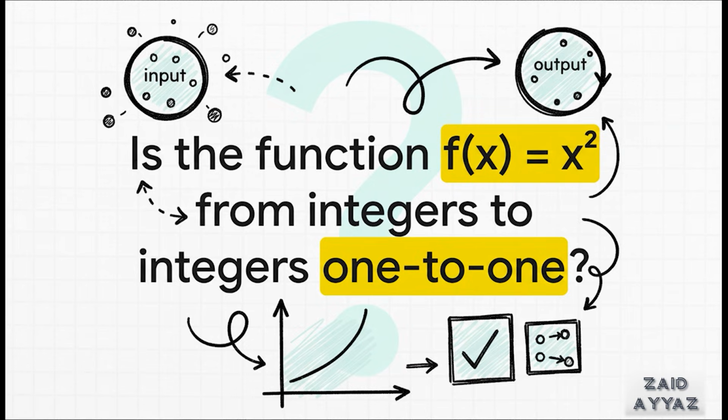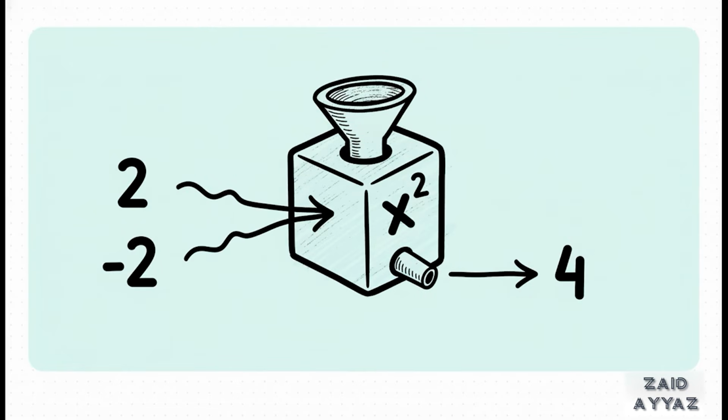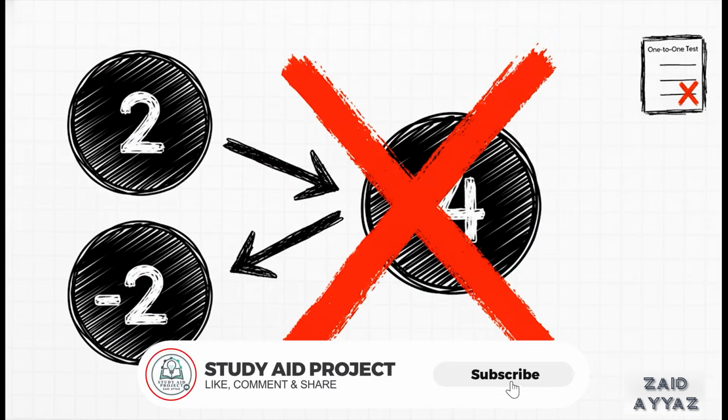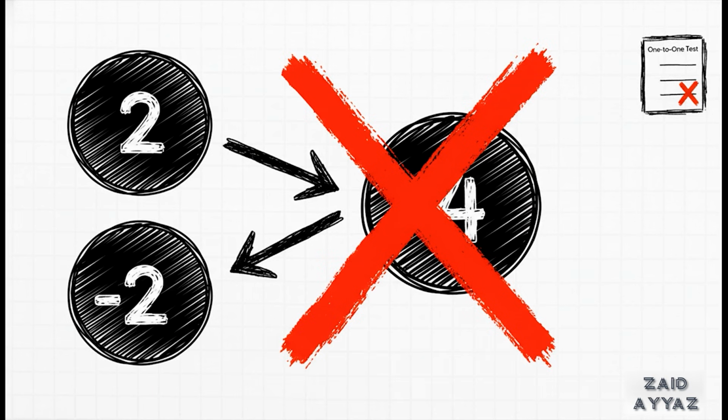Just think about it for a second. All right, you ready? Let's try plugging in a number. If we put in 2, the output is 2 squared, which is 4. Simple enough. But what happens if we put in -2? Well, -2 squared is also 4. And there's our answer. Since we have two different inputs, 2 and -2, both pointing to the same single output, 4, this function fails the test. It is not one-to-one.